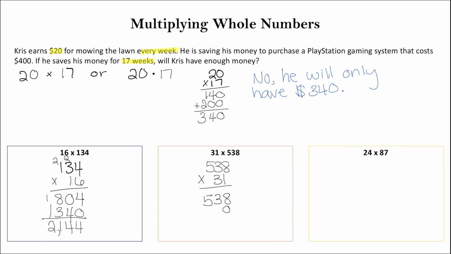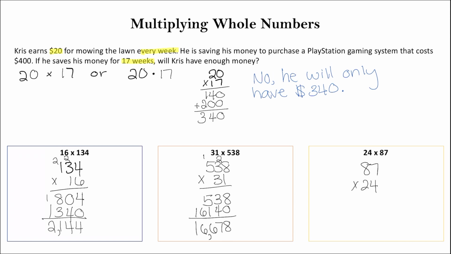Add that 0. 3 times 8 is 24. Bring over the 2. 3 times 3 is 9, plus 2 is 11. 3 times 5 is 15, plus 1 is 16. Add them all together. Make sure you're lining up those place values to get your final total of 16,678.